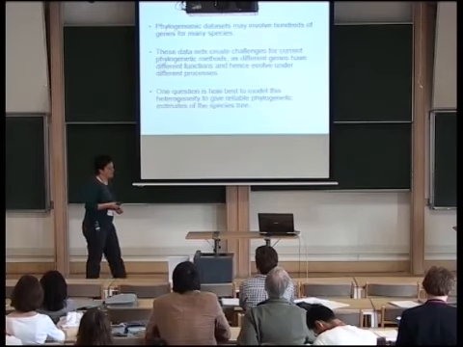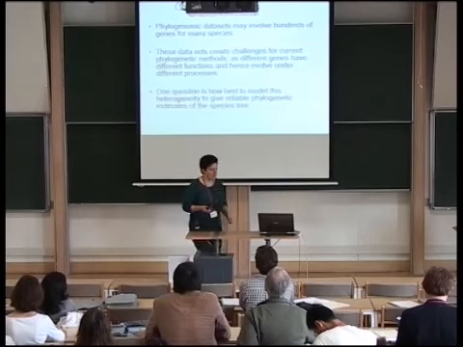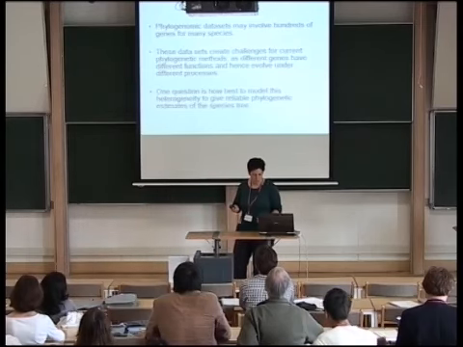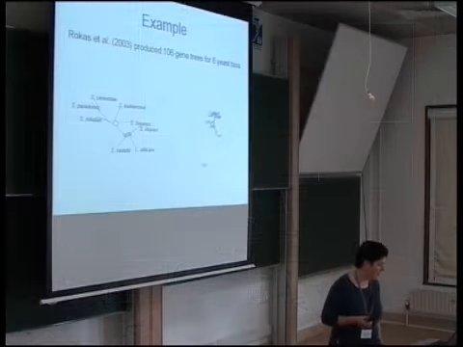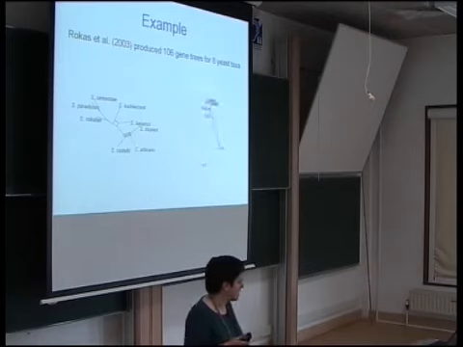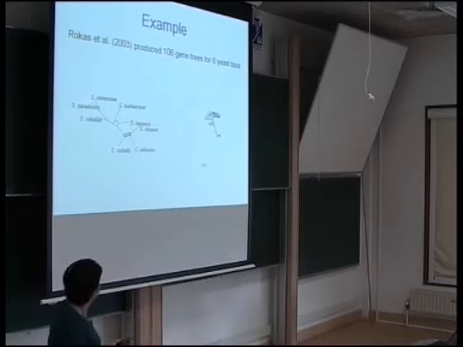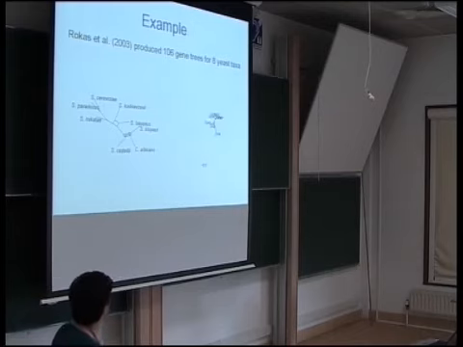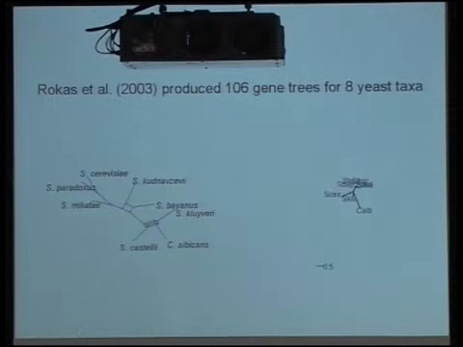So it's probably not the best idea just to concatenate everything and treat it like it's come from just one process. The example data set that Klaus loves to play with is from the Rokas et al. paper, which I think lots of people have picked on as a nice data set to play with. It's 106 genes from 8 different yeast taxa, and this is just the consensus network of those 106 trees.